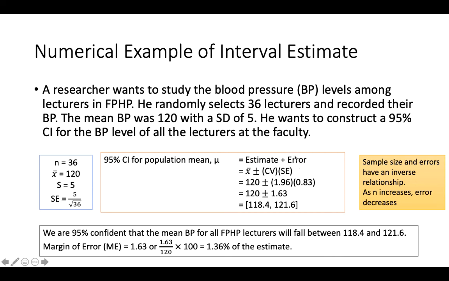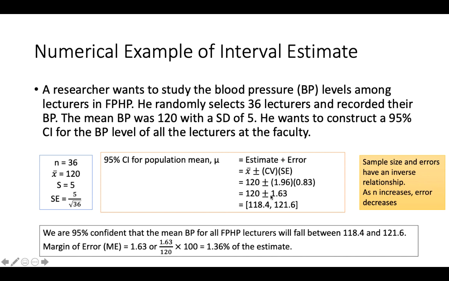The formula is estimate plus or minus error. So how do we calculate standard error? This is how we calculate it: the mean score plus or minus the critical value multiplied by the standard error. So do we have the critical value? We assume at the 95% confidence level it is going to be 1.96. So 1.96 multiplied by the standard error. How do you calculate standard error? It's just the formula here. If I'm not mistaken, it's the standard deviation over the square root of the sample size. So that's going to be 120, your mean score, plus or minus 1.63.